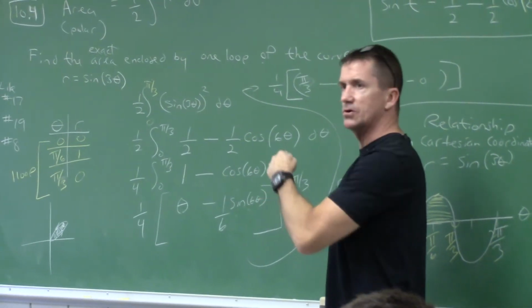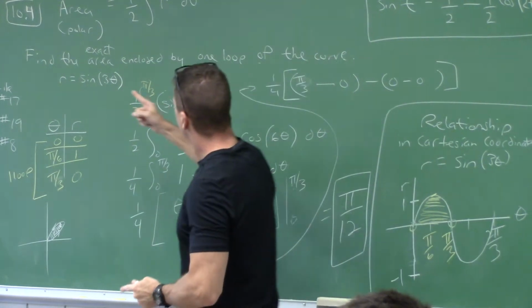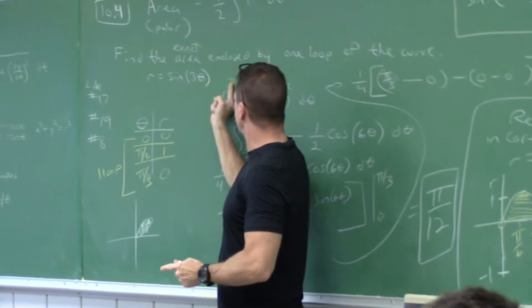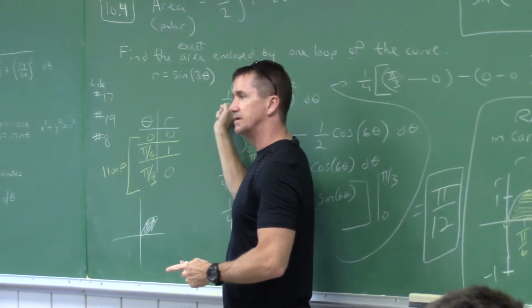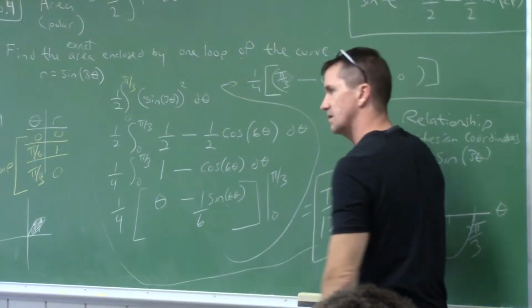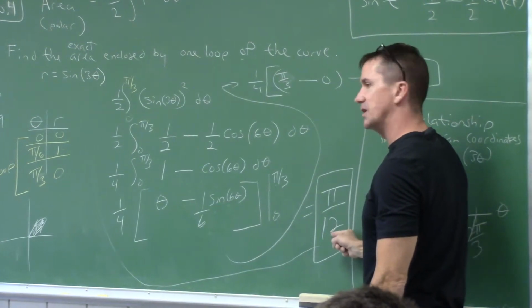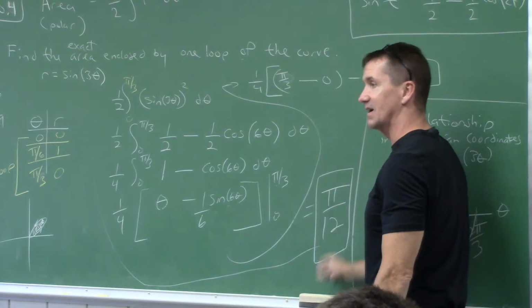Hey, we're gonna do another one of these. Can we talk about patterns again now? Sine of 3 theta. What did it end up being? Pi over 3. Now look at this answer. This was pi over what? 12, which is 3 times what is 12? 4. Okay. Do you notice that?